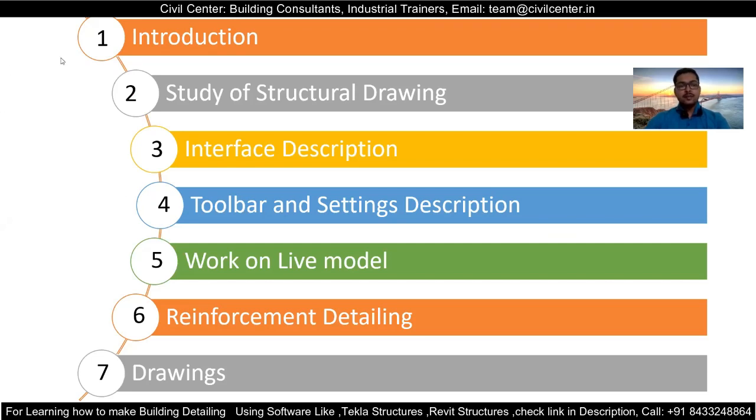So we have started with the introduction, then the study of structural drawing, then interface description, toolbar and setting description, then we will start working on a live model, and after that we will go for the reinforcement detailing, and then we will move to the drawings. In the drawings we will learn how to make a GA drawing, that is general arrangement drawing. Now the question is, what is general arrangement drawing?